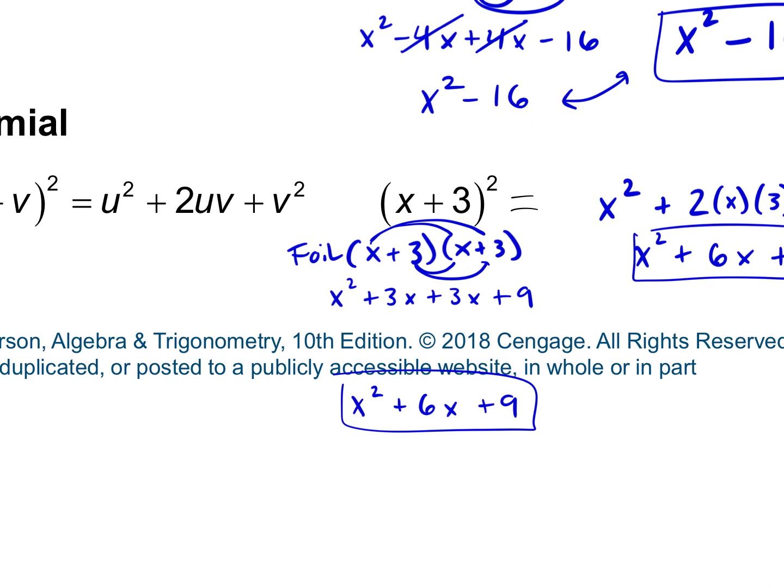Personally, I don't like remembering the shortcut for this. First one, shortcut comes in handy. This one's not really that much shorter. Just write it twice and FOIL it out. Any questions here?